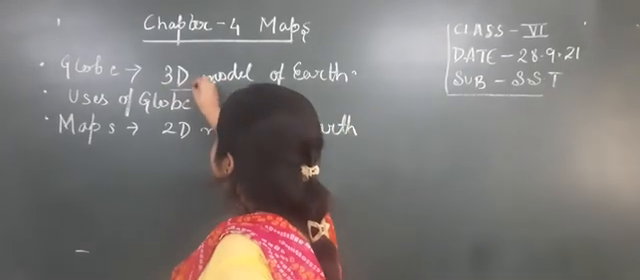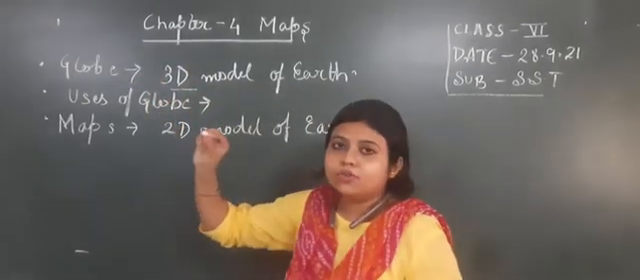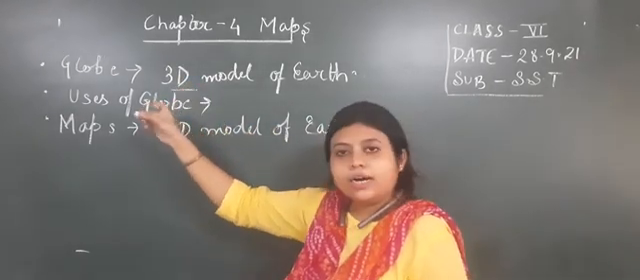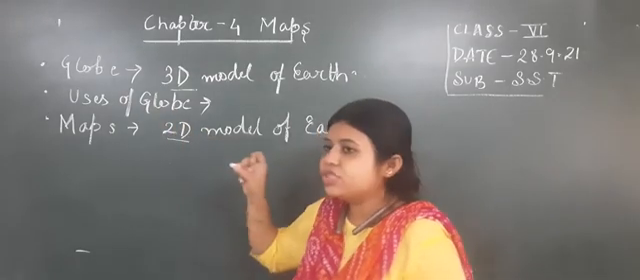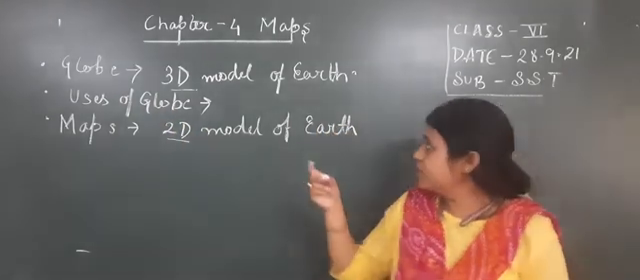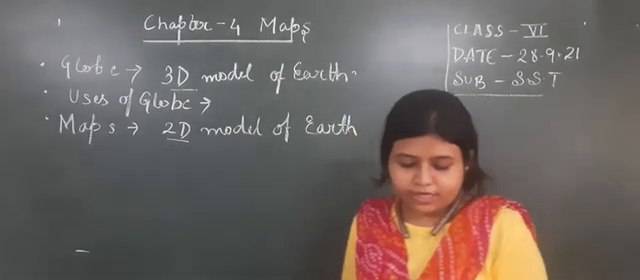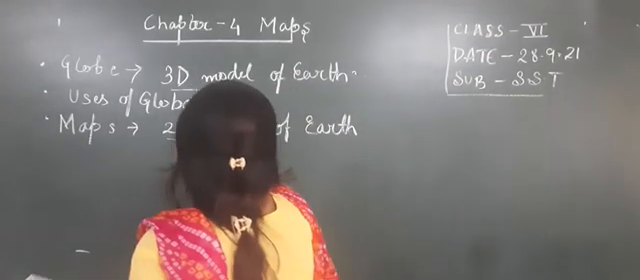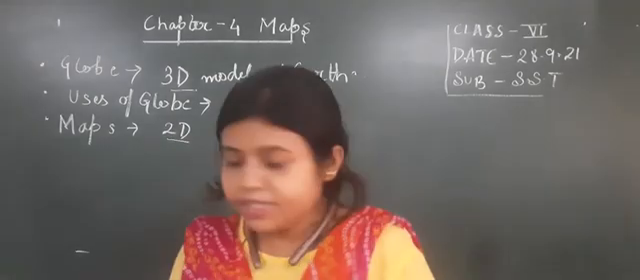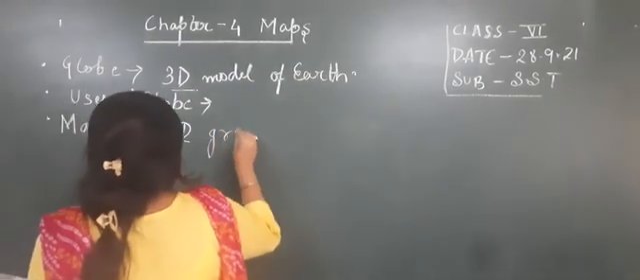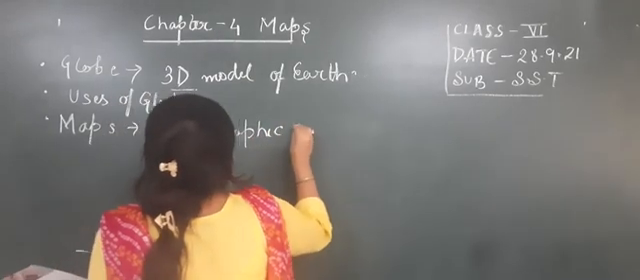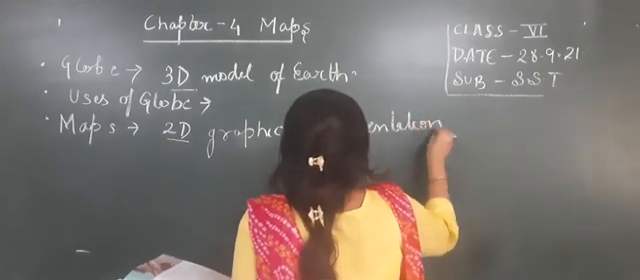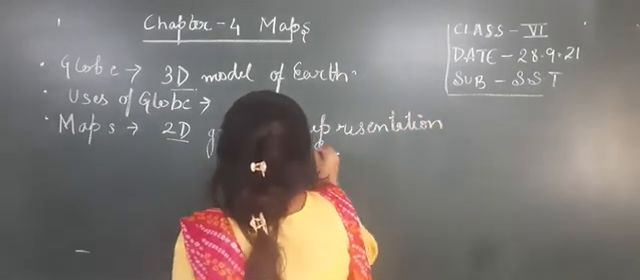One is 3D. 3D means the globe. Exactly how the globe looks, the earth looks exactly the same. That is known as a 3D model of the earth. Next, a map is two-dimensional. Sorry, 2D not a model, it is a two-dimensional graphic representation of the earth.